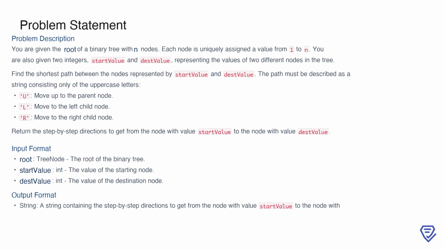In this problem, you are working with a binary tree containing n nodes, where each node has a unique value ranging from 1 to n. You are given two specific values, called start value and dest value, which correspond to two different nodes in the tree. Your task is to determine the shortest path between these two nodes, and represent this path as a sequence of directions. The directions are encoded as a string using three uppercase letters: U for moving up to the parent node, L for moving to the left child, and R for moving to the right child. The goal is to return this string of directions that outlines how to navigate the binary tree from the starting node to the destination node.